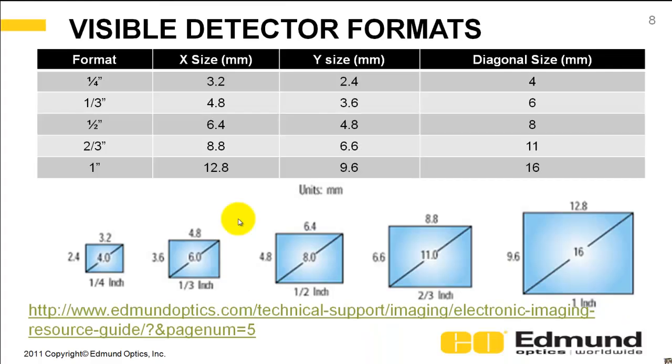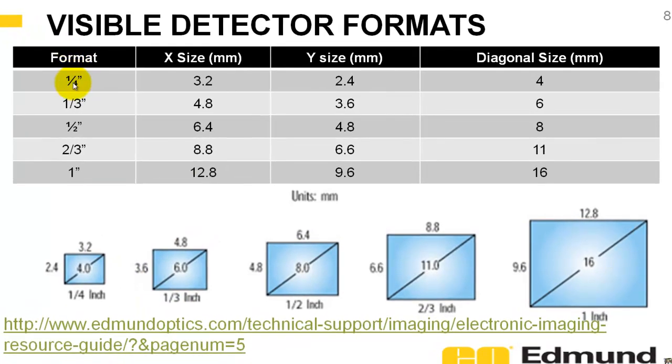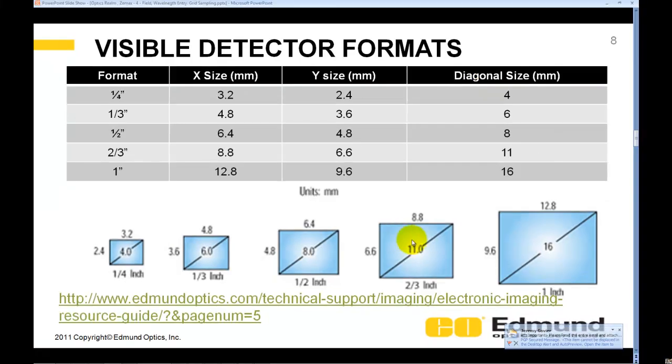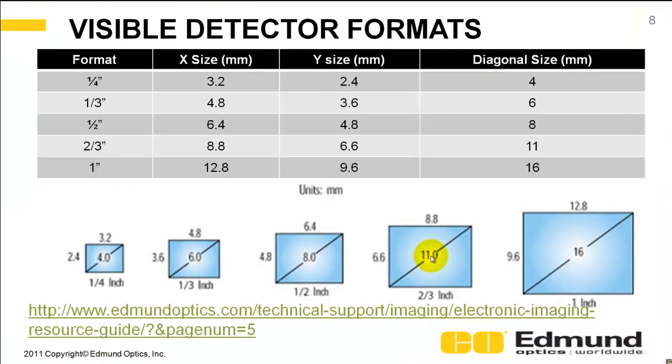Here's some visible detector formats. This is pulled from Edmund Optics website, and it shows the various formats, 1/4 inch to 1 full inch, and it gives the size in millimeters in X versus Y, as well as the diagonal size. When you model in Zemax, you're entering not the full diagonal, but you're really entering the half field of view. These numbers really are full field of view. Probably should have put full field of view there.